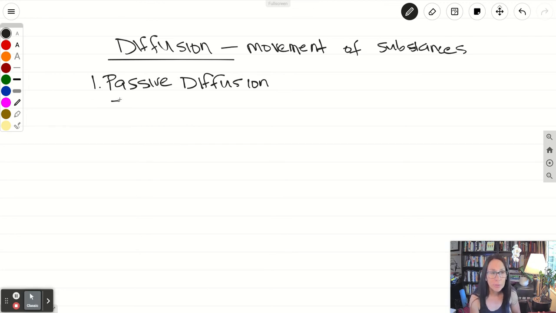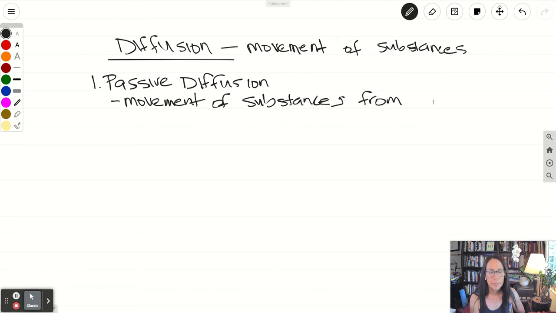So passive diffusion is the movement of substances from a high concentrated area to a low concentrated area. So I'm going to put movement of substances from a high concentration, so very crowded, to a low concentration.